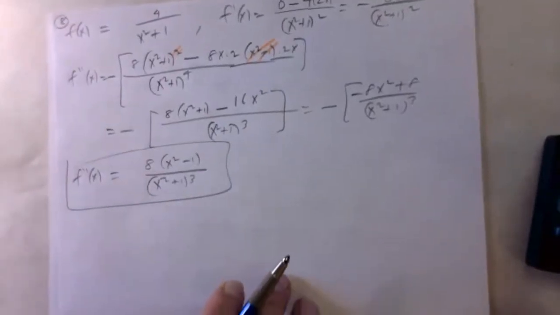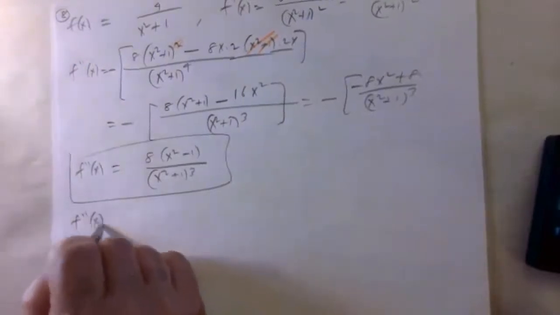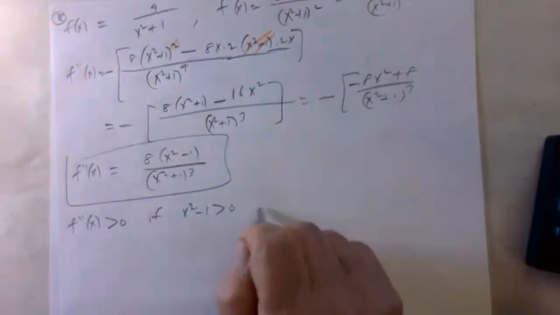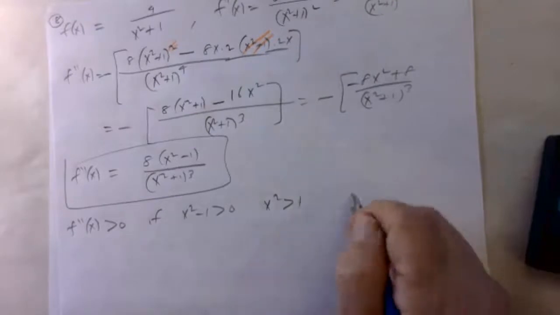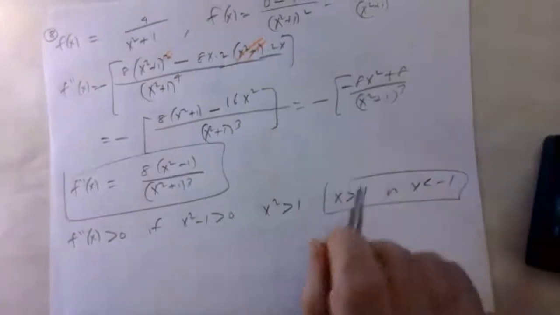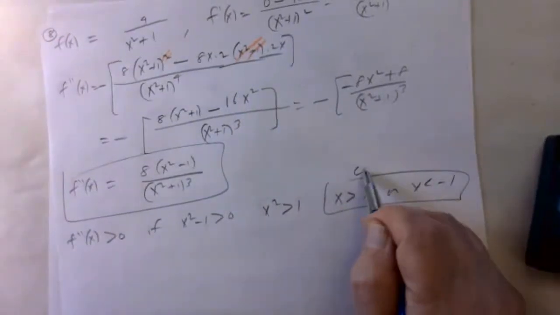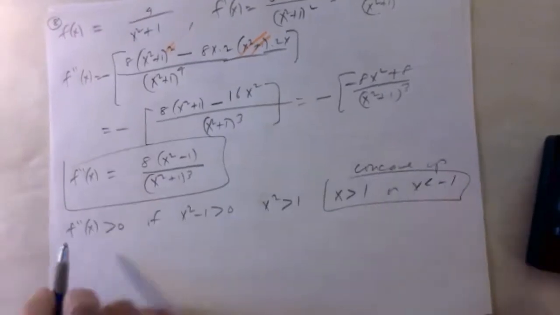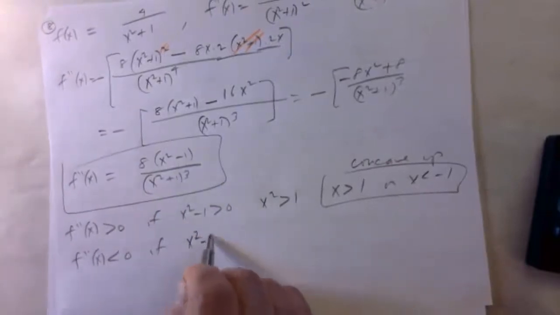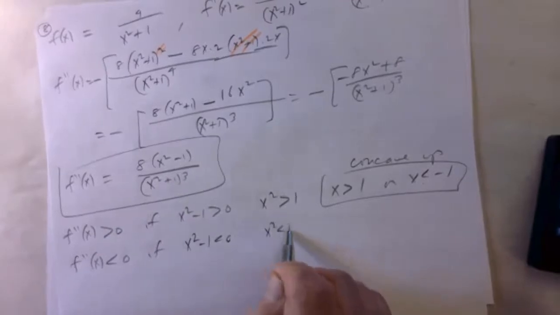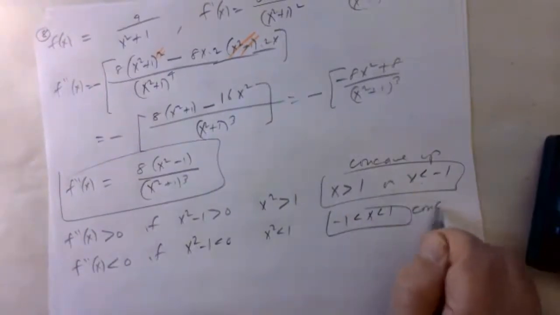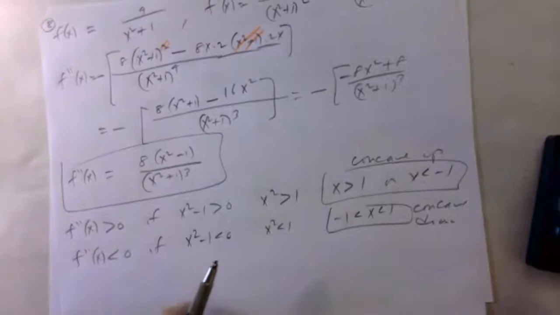The denominator is always positive. The second derivative is positive if x squared minus 1 is greater than 0, which means x squared is greater than 1, which means either x is greater than 1 or x is less than minus 1. So this is where the curve is concave up. And the second derivative is negative if x squared minus 1 is less than 0, x squared is less than 1, which means x is between plus 1 and minus 1. And here, it's concave down.